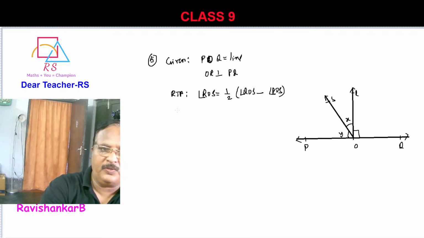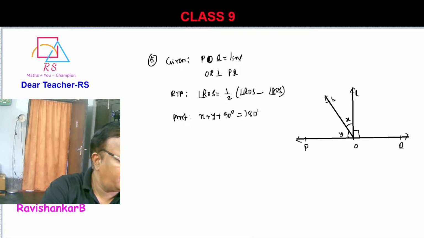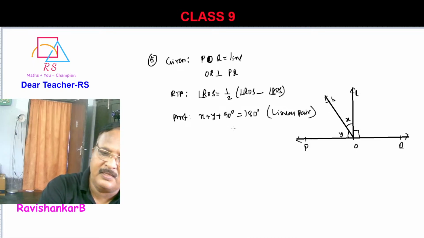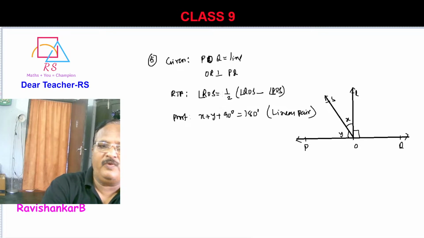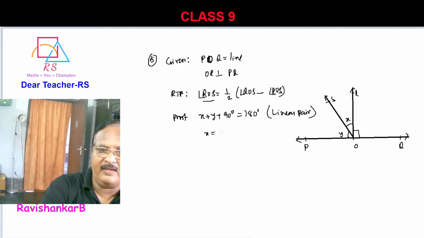So now let me start the proof. x plus y plus 90 degrees is equal to 180. This is linear angle or linear pair, because all those angles are on the line. Now we want ROS. ROS is x. You keep x here and send y and other things also. So x is 180 degrees minus 90 degrees minus y. So this is 90 minus y.